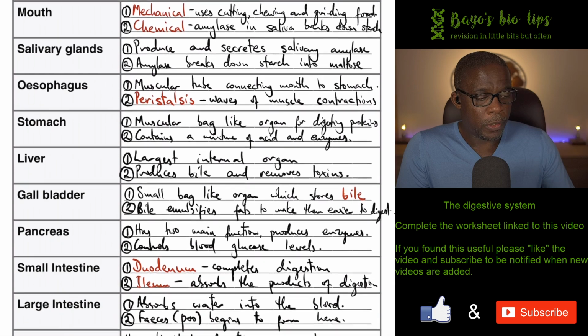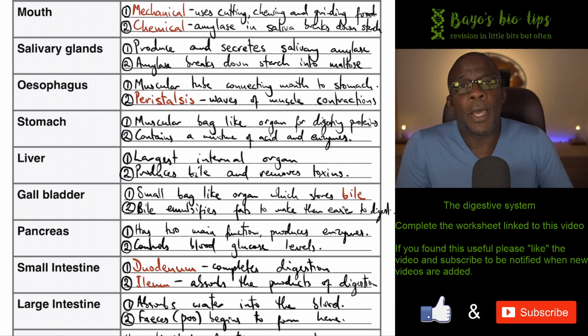So here is the completed table, and I'll take you through some of these functions. Let's start off with the mouth. In the mouth, you've got mechanical and chemical digestion. What does that mean? Mechanical digestion is cutting, grinding, chopping up food in the mouth in order to form it into a paste that's easier to swallow. But it also increases the surface area available for enzymes to work on the food.